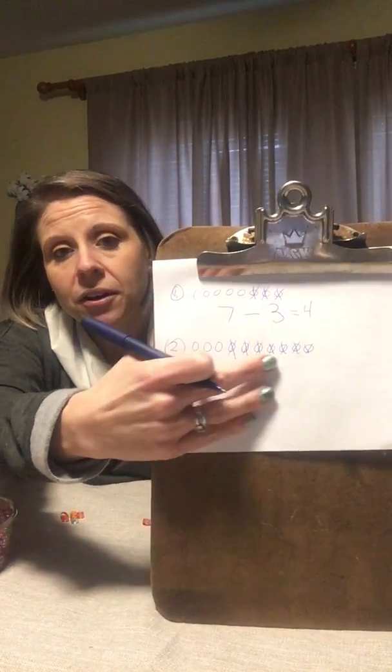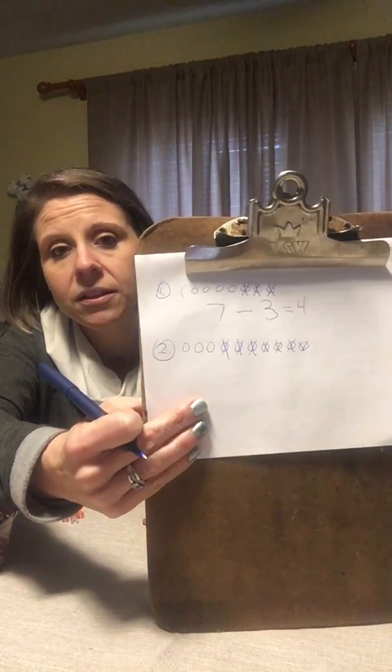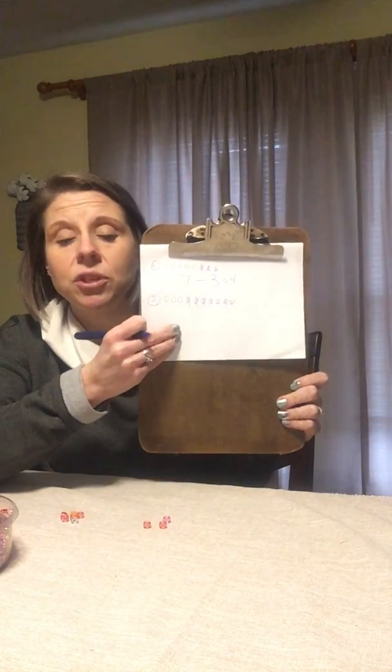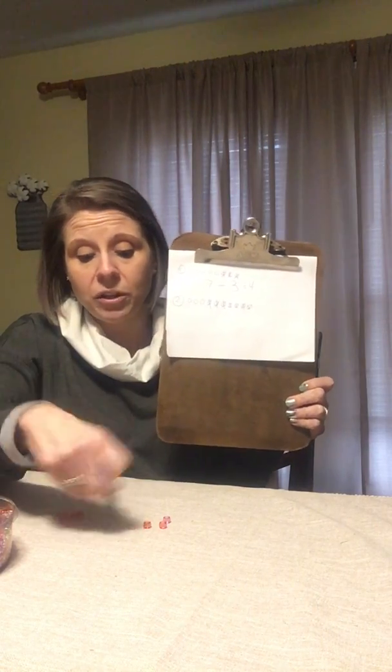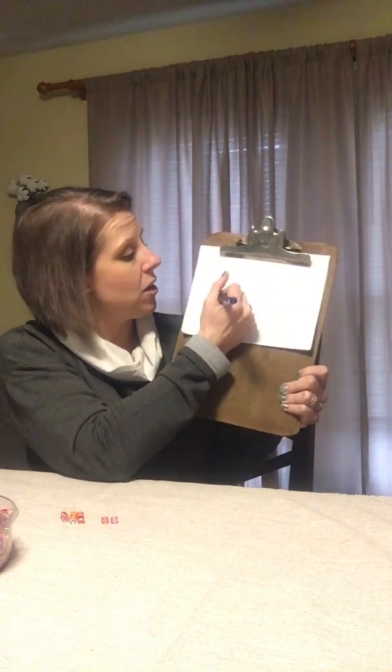Now, you have to write your number sentence or your equation to go with it. So remember, the first thing you do is you start with the number of cookies that I had all together to begin with, which was my 10. So I had 10 all together.